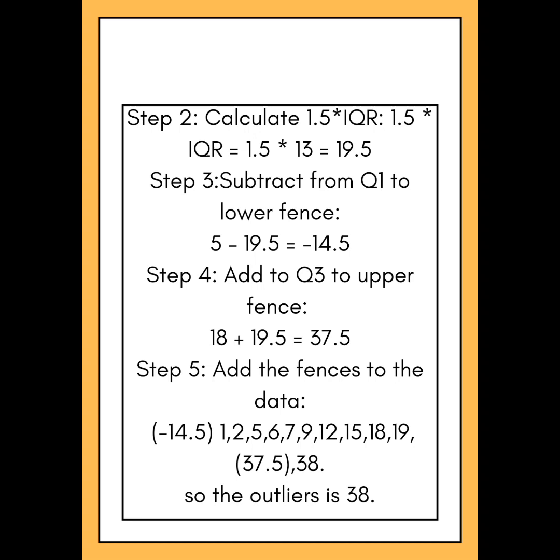Step 3, subtract from Q1 to get the lower fence: 5 minus 19.5 equals negative 14.5. Step 4, add to Q3 to get the upper fence: 18 plus 19.5 equals 37.5. Step 5, add the fences to the data. If a value is outside of the fences, that value must be an outlier. So 38 is the outlier.